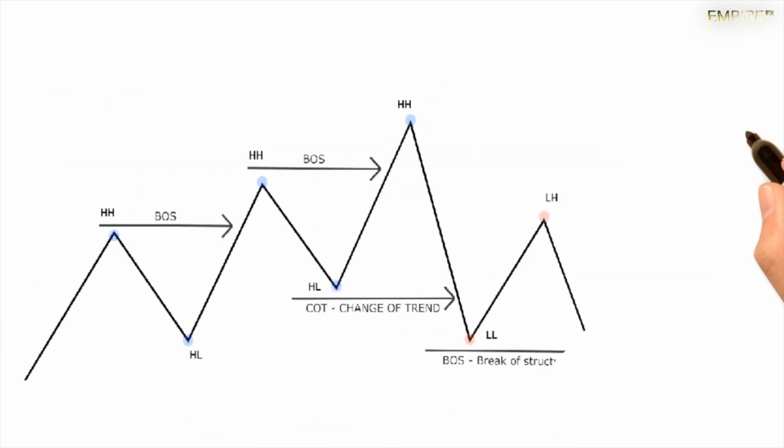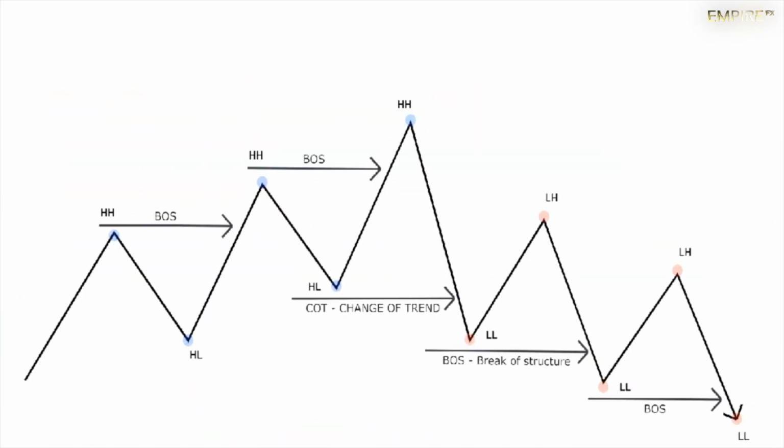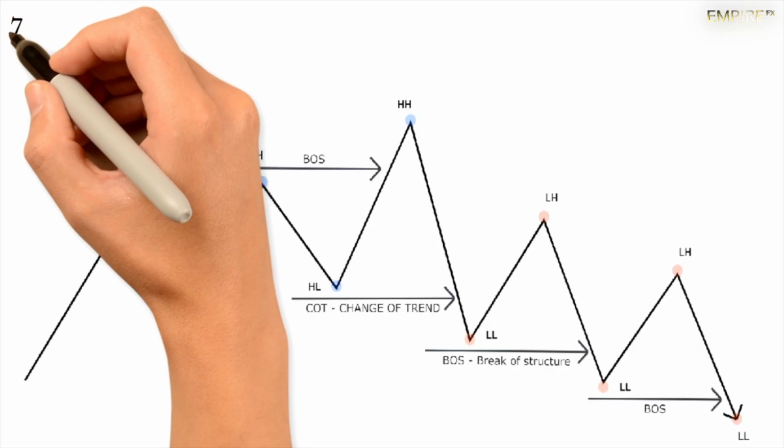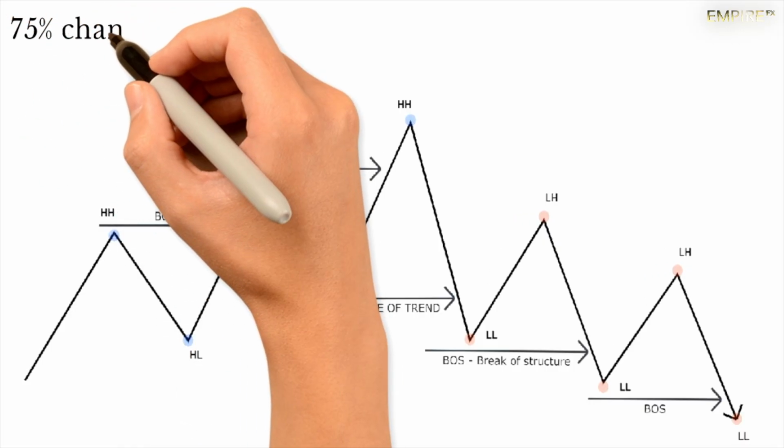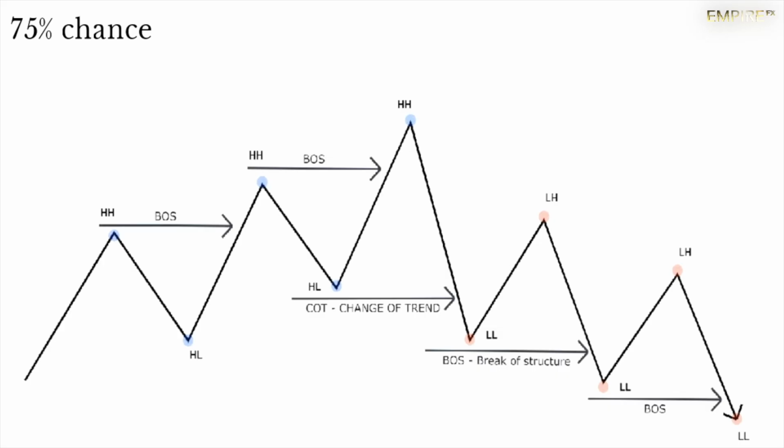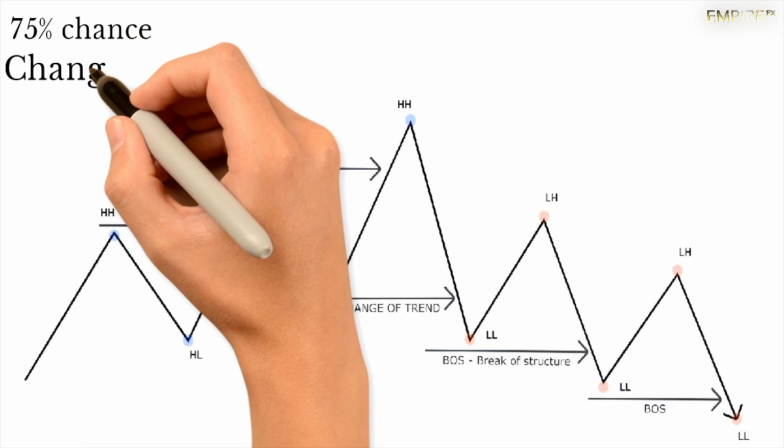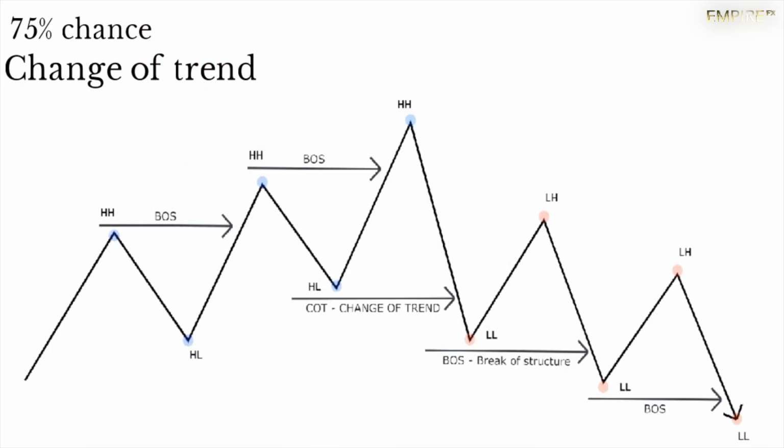In this drawing, you will see we are making a higher high, a higher low, higher high, higher low, a higher high. Every time we make a new high, we are creating a break of structure. Remember, every time we are trending, making new highs, we have a 75% chance we are going to equal that high or create a new high. Once price action comes down and breaks the previous higher low, this is called a change of trend. A change of trend is a change of order flow of price action in the market.